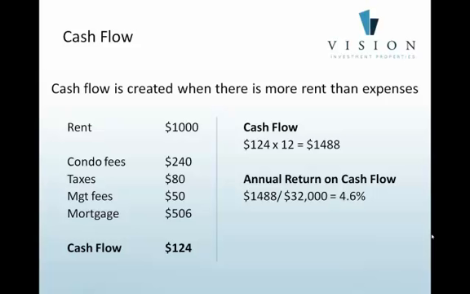Now, if you multiply that by 12 months in the year, you have $1,488 of positive cash flow during the year. And your total investment here isn't the $160,000 you paid to buy the property. It's actually the $32,000 that you put down. So your return on your investment based on positive cash flow is 4.6% annually. And a lot of investors would only look at that and say, well, that's really low. I don't want to do this. But that's not looking into it far enough.